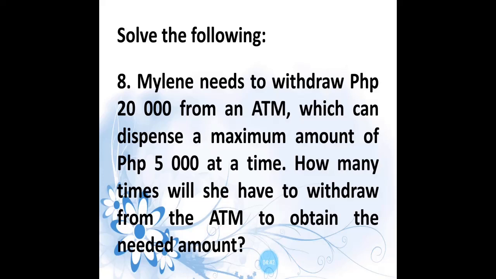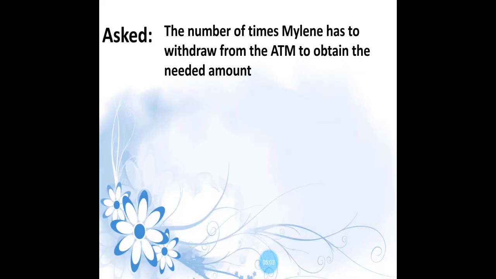Mylene needs to withdraw 20,000 from an ATM, which can dispense a maximum amount of 5,000 at a time. How many times will she have to withdraw from the ATM to obtain the needed amount? Let's have the number of times Mylene has to withdraw from the ATM to obtain the needed amount.